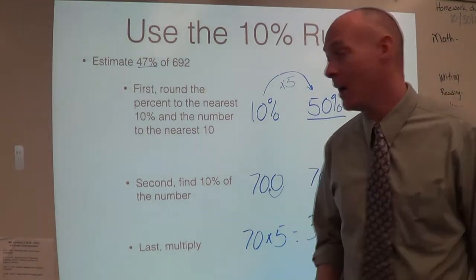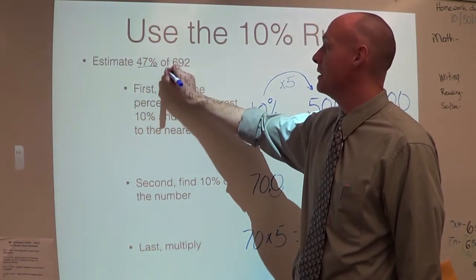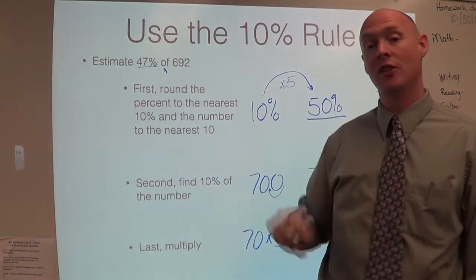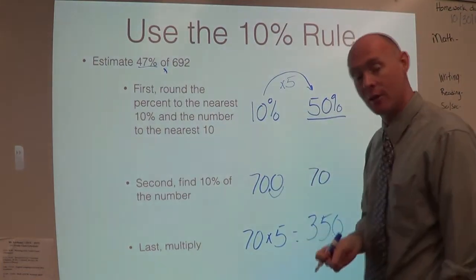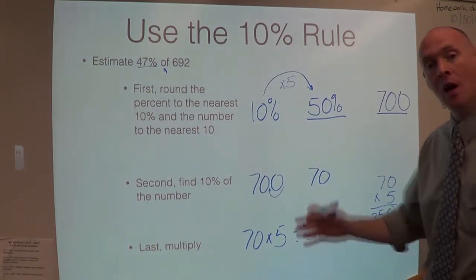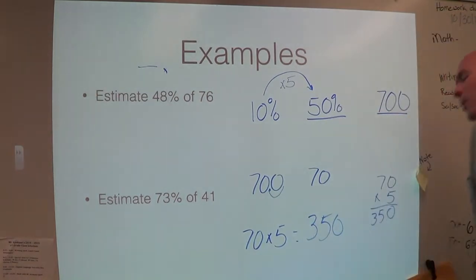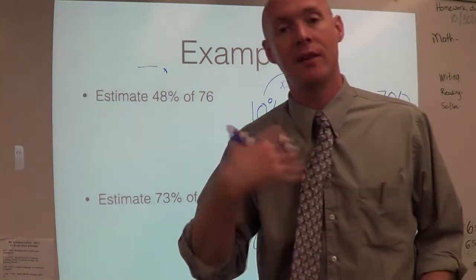Now, if you really wanted to check what it would be, you would just type in 47% of means times 692, and that'll give you the exact answer. But again, today we're not looking for exact. We just want to get close. So let me show you a few more examples of this 10% rule. It's one of those things that the more you work with it, the easier it will be.